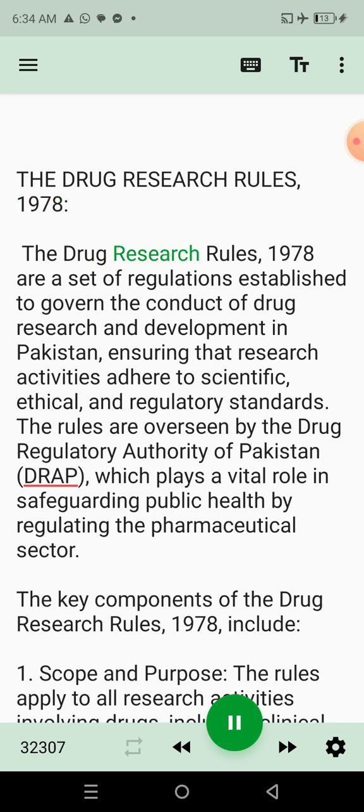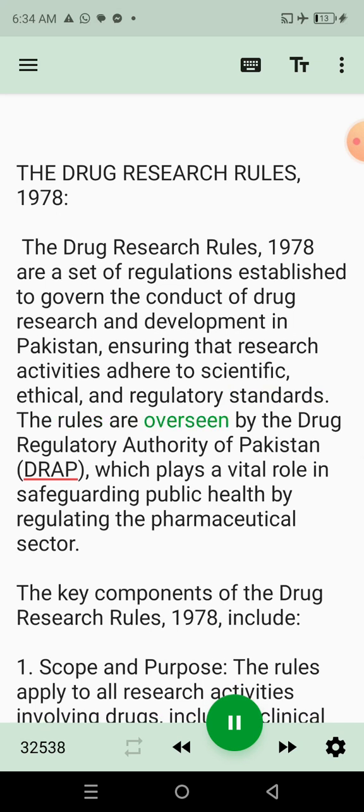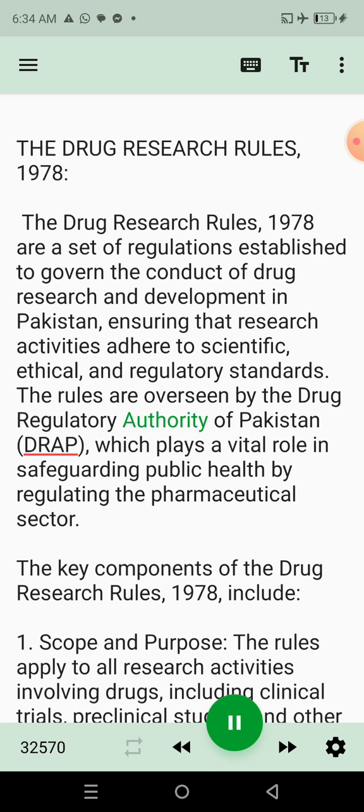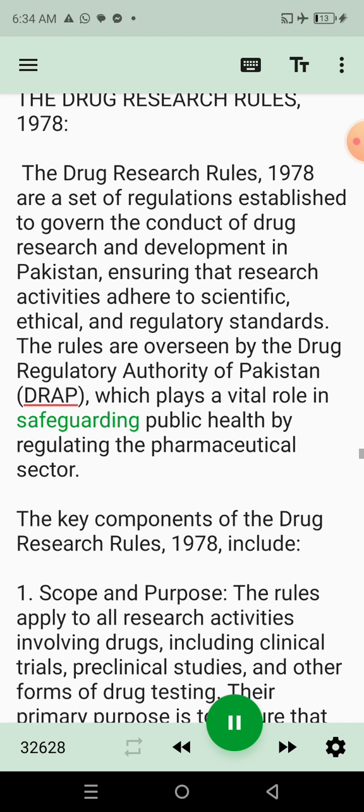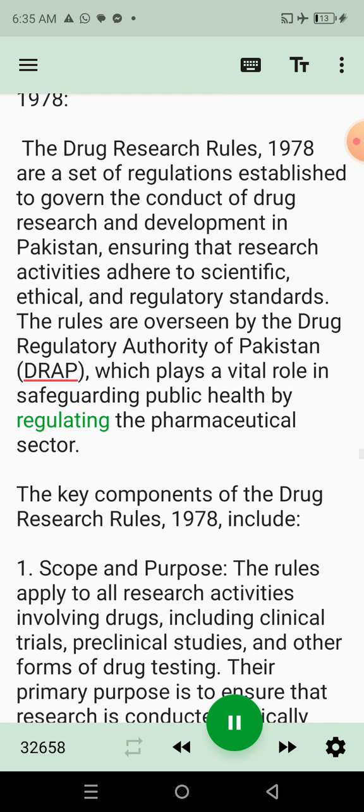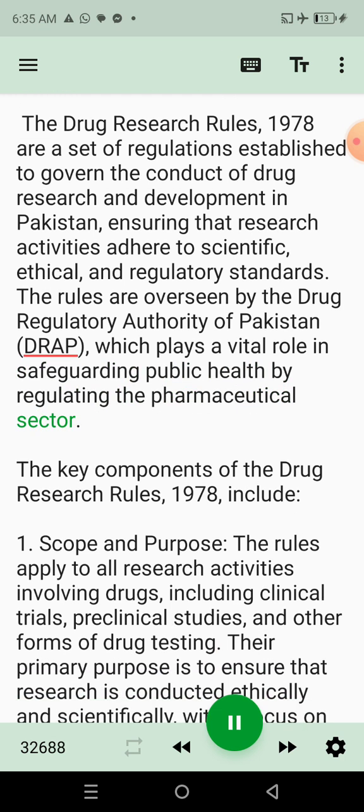The Drug Research Rules, 1978 are a set of regulations established to govern the conduct of drug research and development in Pakistan, ensuring that research activities adhere to scientific, ethical, and regulatory standards. The rules are overseen by the Drug Regulatory Authority of Pakistan (DRAP), which plays a vital role in safeguarding public health by regulating the pharmaceutical sector.